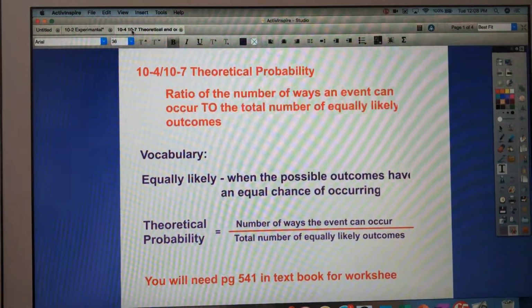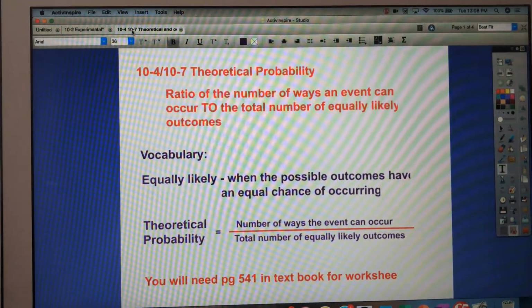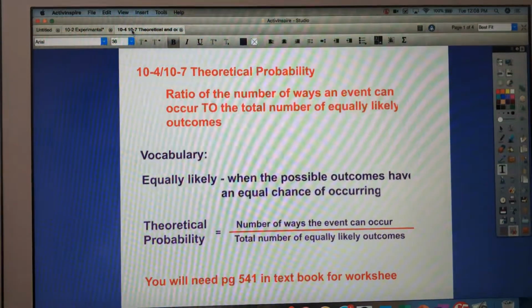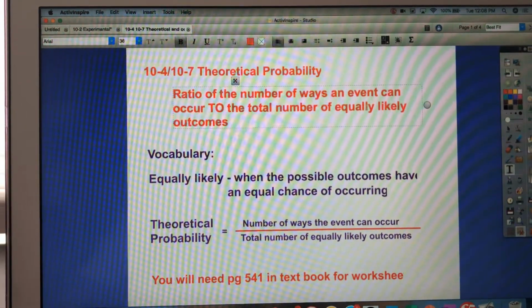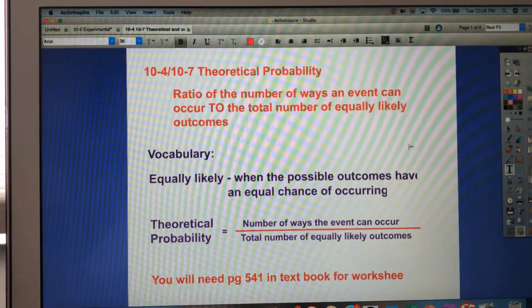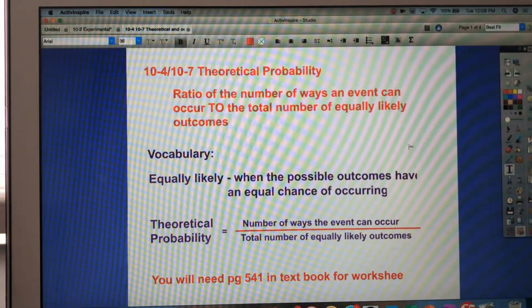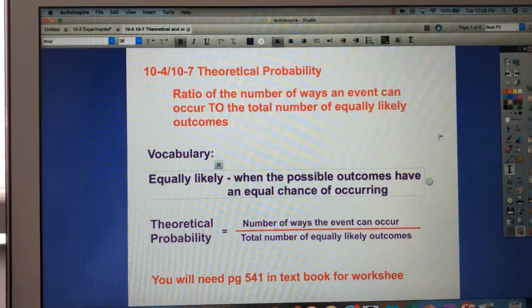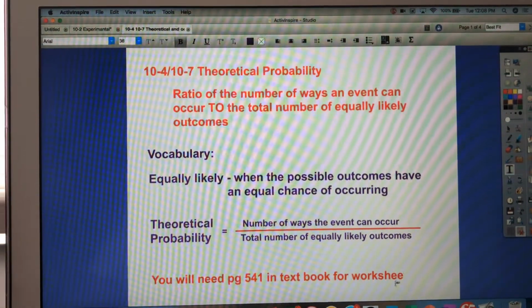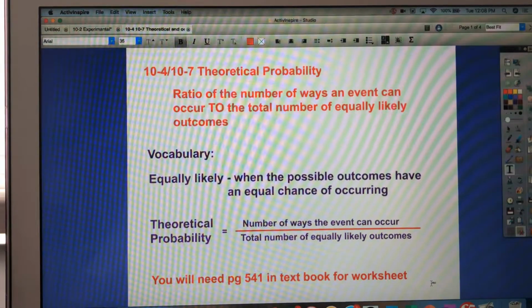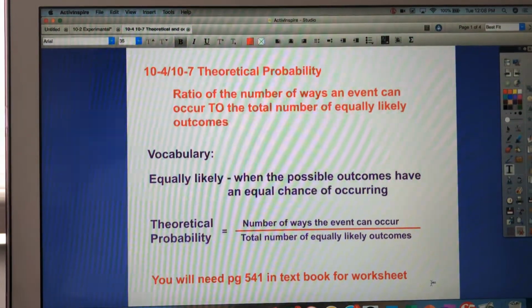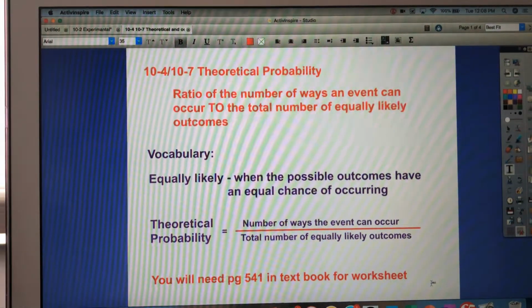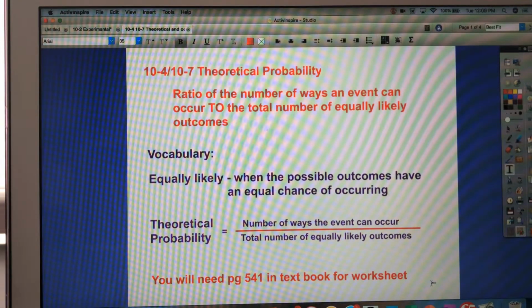Theoretical probability. This is the ratio of the number of ways an event can occur to the total number of equally likely outcomes. Remember the word theory. It's in theory, what should happen. Not necessarily what always does happen, but what should happen. Theoretically, the ratio of the number of ways an event can occur to the total number of equally likely outcomes.